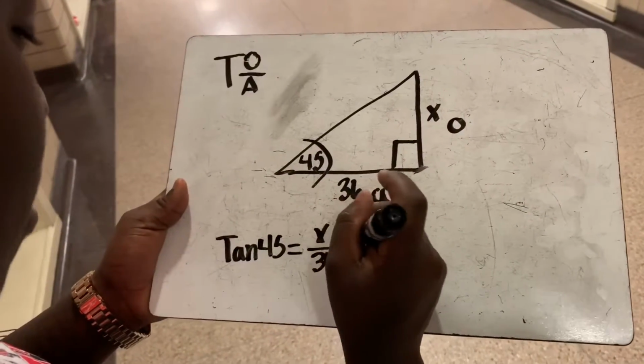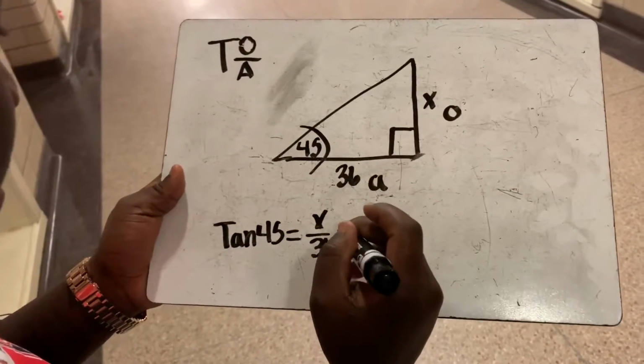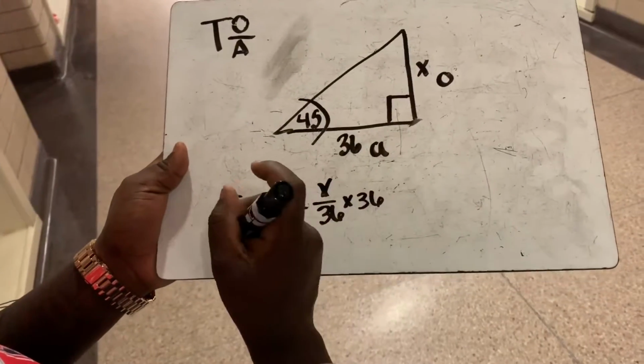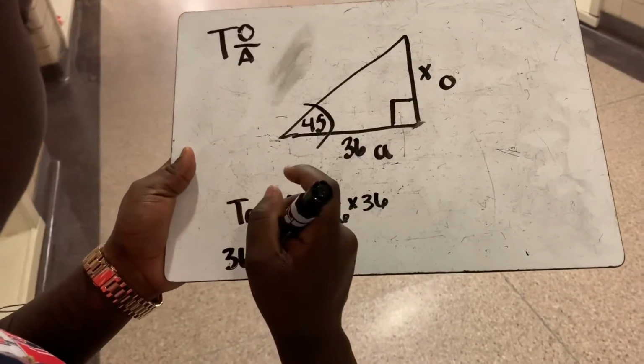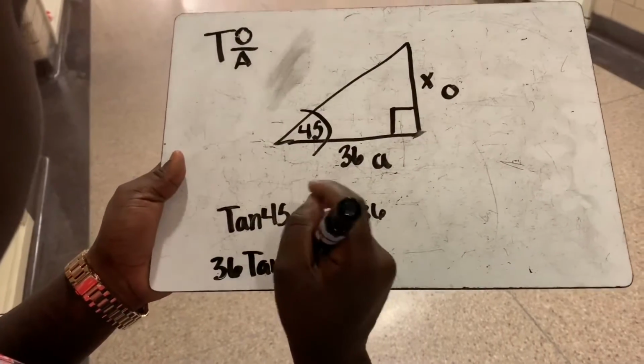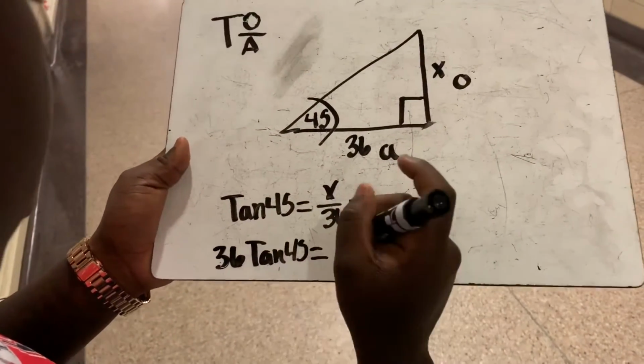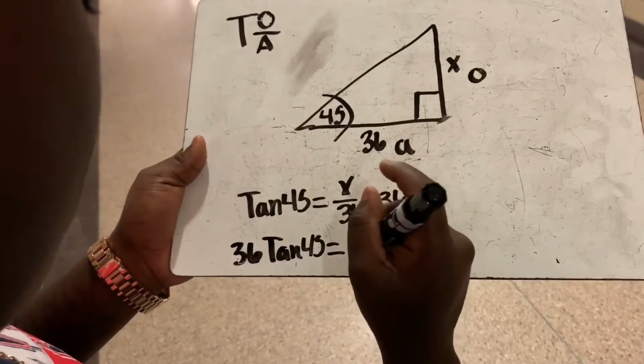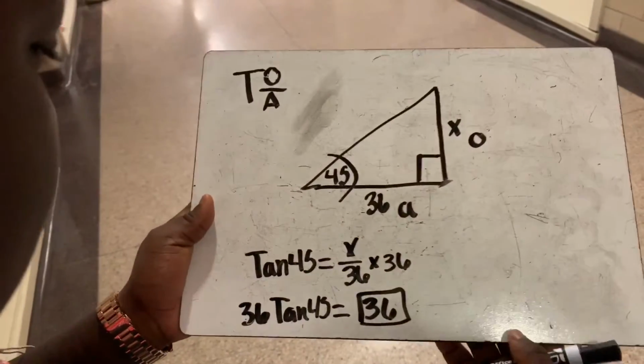And you have to times it by 36. So if you're doing this side, you have to do it to the other side. You go to the other side, 36 tan 45 equals, and after you put it in the calculator, it'll give you 36. Boom.